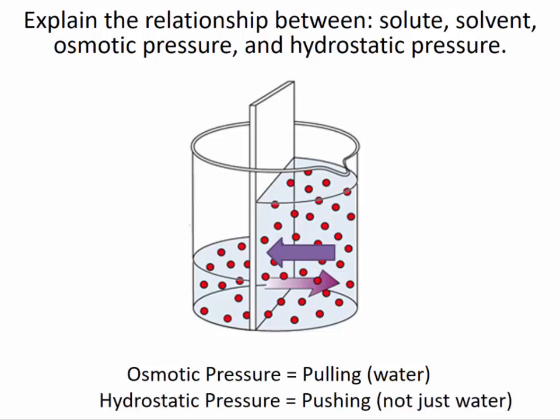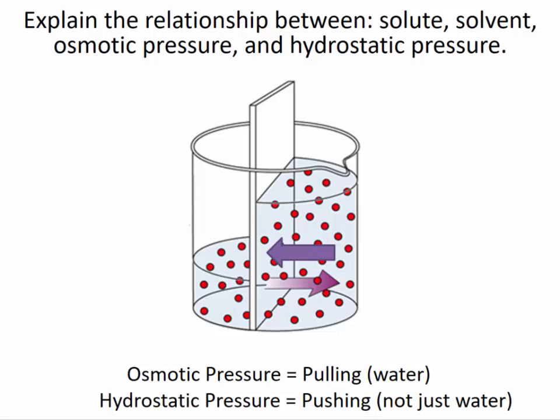This is hydrostatic pressure. This is a pushing pressure. So the water in this case is pushing against that selectively permeable membrane, creating this other type of pressure. Perhaps some of that water, because of this hydrostatic pressure, might move back through the selectively permeable membrane.